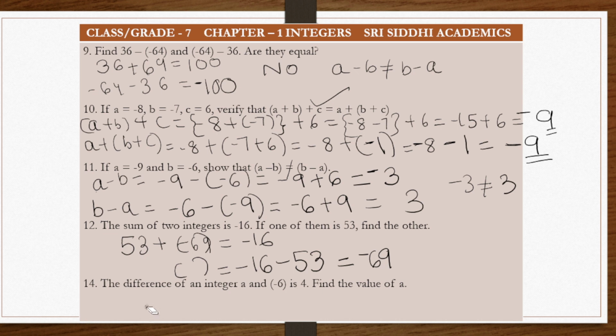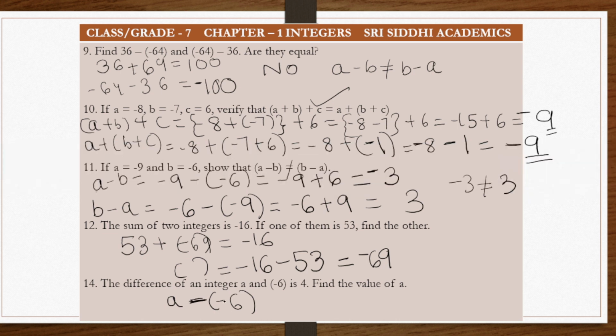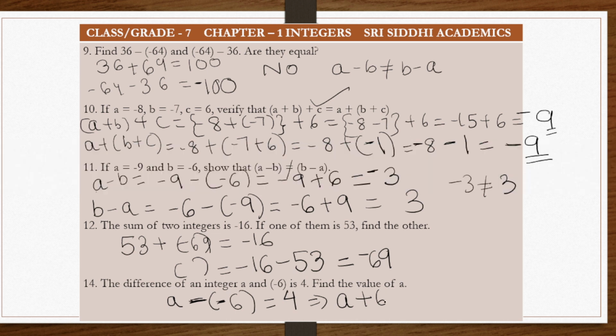Now let's do question number 14. The difference of an integer a and minus 6 is 4. Find the value of a. So difference here, difference of an integer a from minus 6. So a minus of minus 6. This is for subtraction, difference means subtraction, and this minus sign inside the bracket is for negative integer 6, minus 6. The difference of a and minus 6 is 4. So we'll find the value of a. It will be a plus 6, because when we remove the bracket, outside and inside same sign means it will be plus finally. So it will be a plus 6 equal to 4.